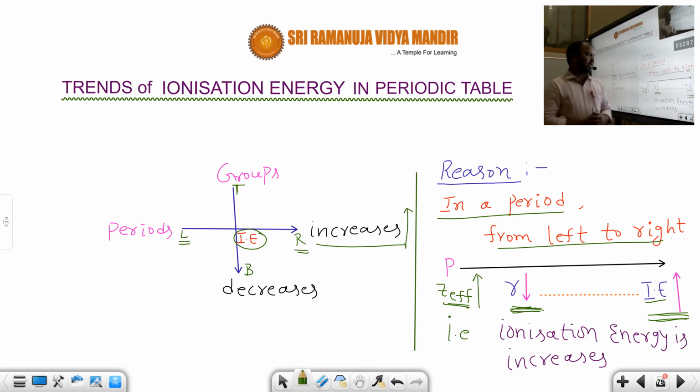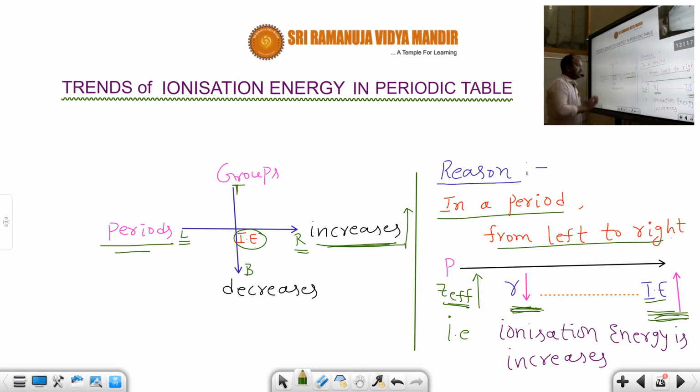So from left to right in the periods, radius decreases, so ionization energy obviously increases. In the periods from left to right, ionization energy increases. This is the general trend, but some exceptions are there. In the atomic radius I also explained the exceptions, in the case of gallium and aluminium, and in the 3d, 4d, 5d series; here also some exceptions are there. But now I am going to explain the general trend.